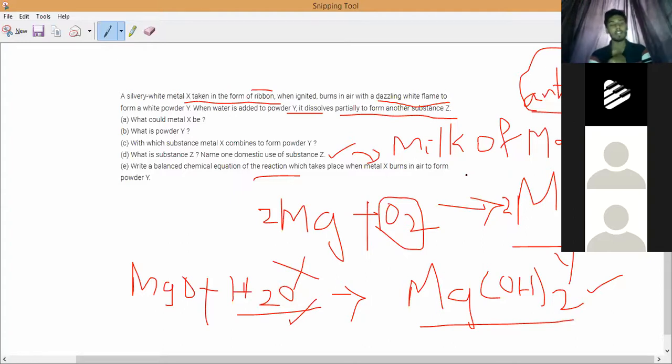Sir, the milk of magnesia, sir. Milk of magnesia is a mixture. In that, one of the substances is magnesium hydroxide. Understand, Padmavarshini? Don't think that milk of magnesia is Mg(OH)2. Milk of magnesia is a mixture of many substances. In that, the major component is magnesium hydroxide. That is why milk of magnesia is also known as magnesium hydroxide. Understand, all of you?